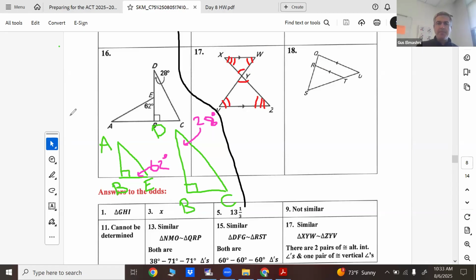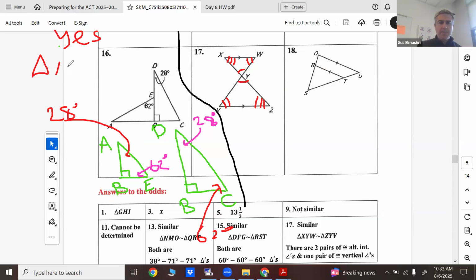What's the measure of angle A? 28. What's the measure of angle C? So yes. The answer is yes. I'm going to say triangle ABE. So you have to make sure that everything lines up. It's similar to triangle DBC.